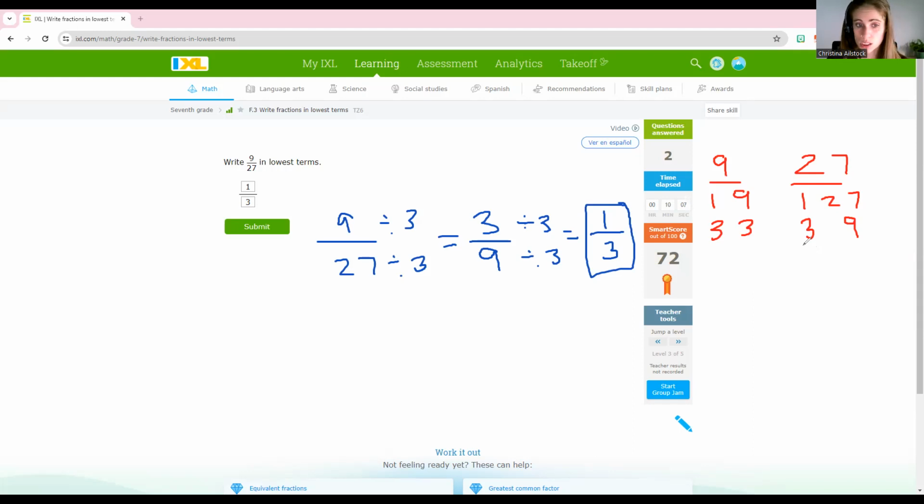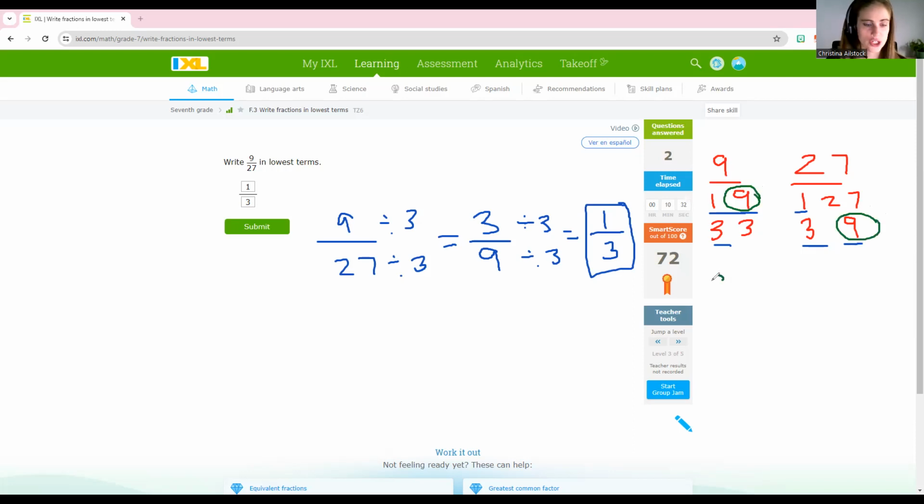does 6 work? Nope, 6 doesn't work. That's it, actually. Those are my only factors. Well, when we look at our common factors here, we can see that they have a 1 in common, they have a 3 in common, and they have a 9 in common. So our greatest common factor is 9.